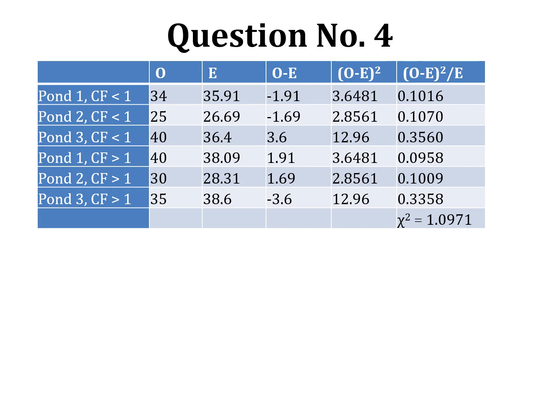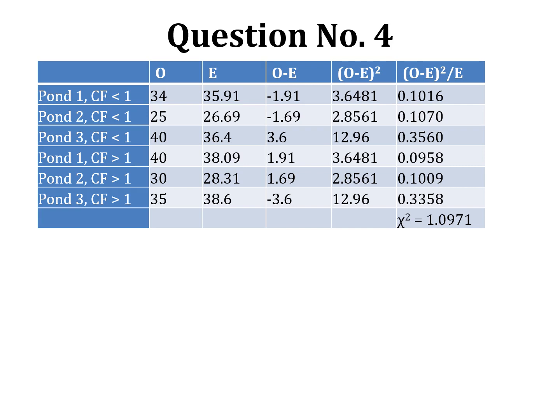And then in the next cell, the answer is 3.6. And then in the next cell, the answer is 1.91, which is for the fish with condition factor greater than 1 present in pond number 1. And then we have 1.69, which is the difference between observed and expected frequency of the fish with condition factor greater than 1 present in pond number 2. And then we have minus 3.6, which is the difference between 35 and 38.6, and these are the observed and expected frequencies respectively of the fish with condition factor greater than 1 present in pond number 3.